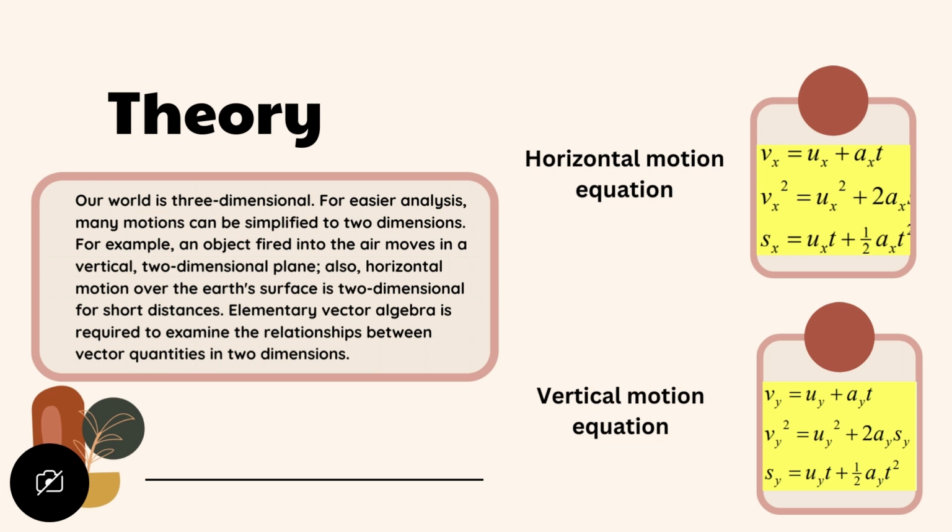Projectile motion in football. Our world is three-dimensional. For easier analysis, many motions can be simplified to two dimensions. For example, an object fired into the air moves in a vertical two-dimensional plane. Also, horizontal motion over the Earth's surface is two-dimensional for short distances. Elementary vector algebra is required to examine the relationships between vector quantities in two dimensions. So here are some of the equations used horizontally and vertically.